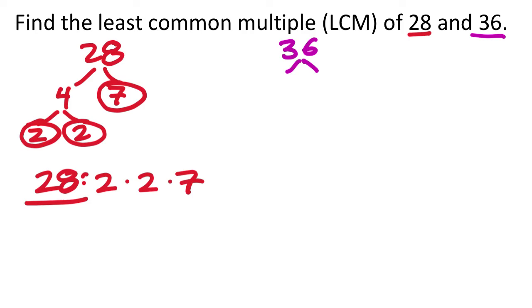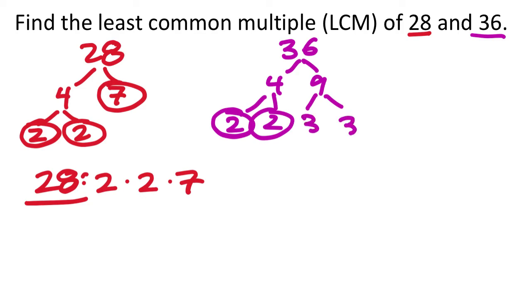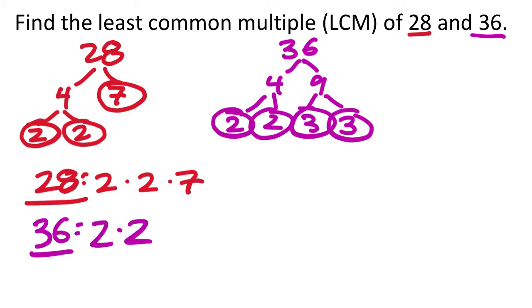Well, I'll do 4 and 9. I mean, you could do 2 and 18, but I don't know. 4 and 9 seems to work. Or 3 and 12 even. 4 is not prime, so neither is 9 actually. But I can split it up into other prime factors, such as 2 and 2 for 4, and 3 and 3 for 9. Okay, so 36 splits up into factors of 2, 2, 3, and 3.